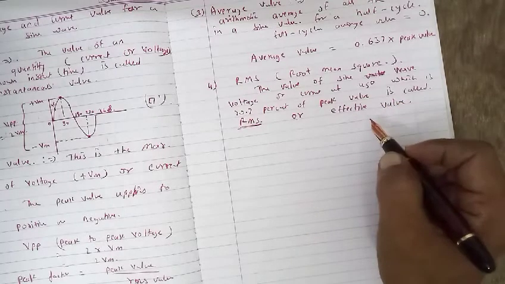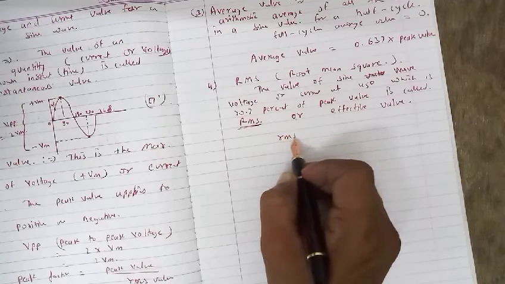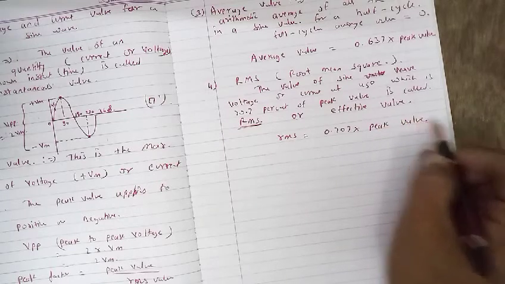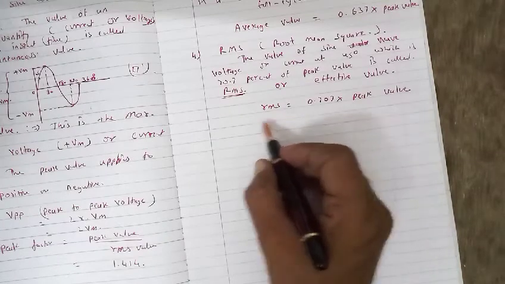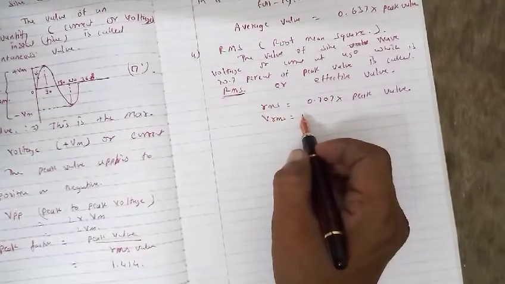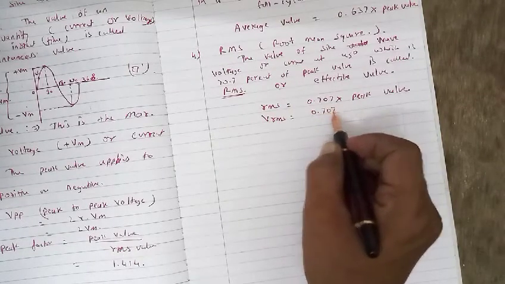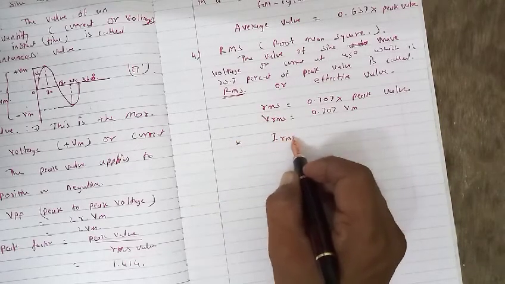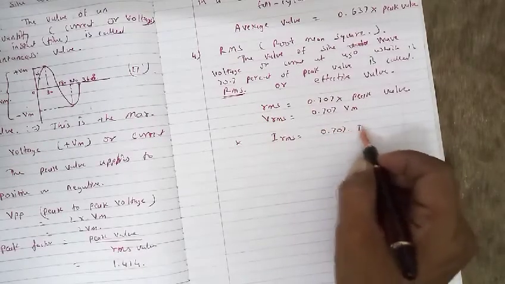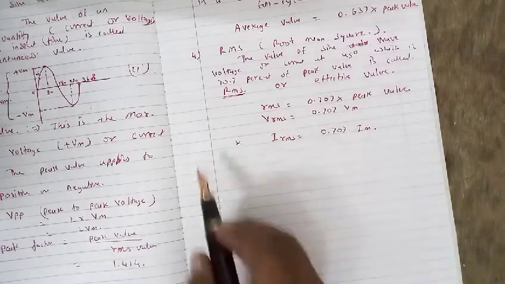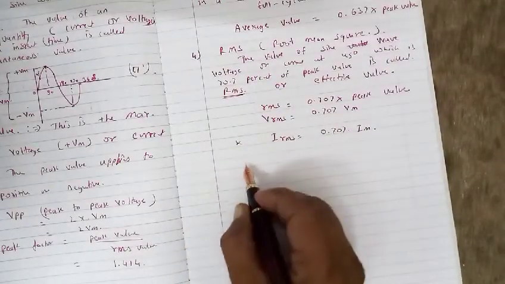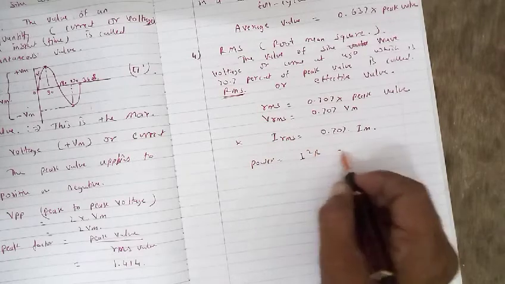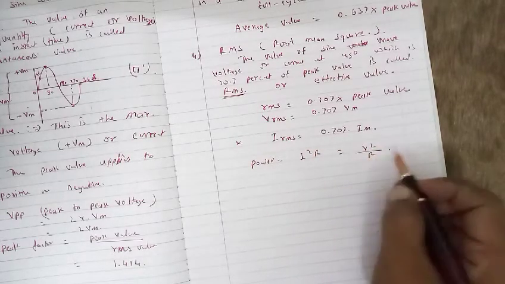Effective value, okay, and it is given by RMS is equal to 0.707 multiplied by peak value, that is VRMS is equal to 0.707 VM, and if the current we are going to consider, IRMS is equal to 0.707 into IM. Okay, so it is the fourth number. Then if it is power, you have the standard formula, that is I square into R, or you may consider in a voltage, that is V square by R.